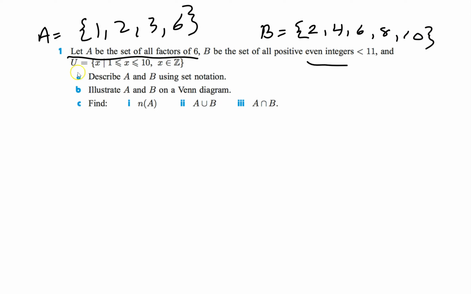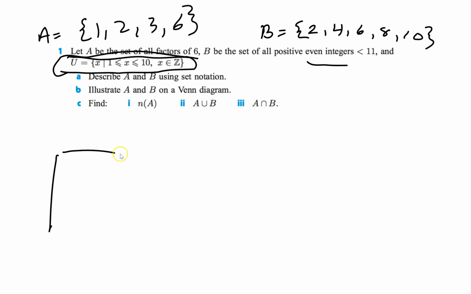And then the universe is all the numbers between 1 and 10. So that's also important to keep in mind. And see how it says right there, x is an element of the integers? That just lets you know that x is going to be like 1, 2, 3, 4, 5, 6, 7. That's all that means. So first, describe A and B using set notation. Kind of did it right there. Done. Illustrate A and B on a Venn diagram.